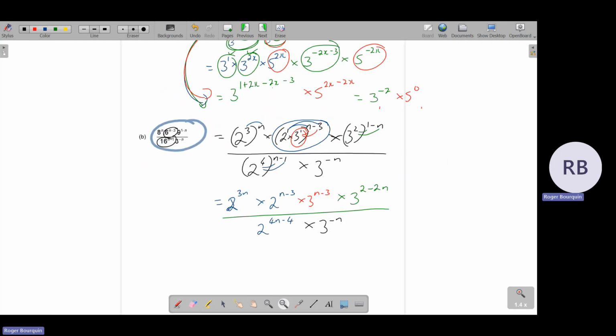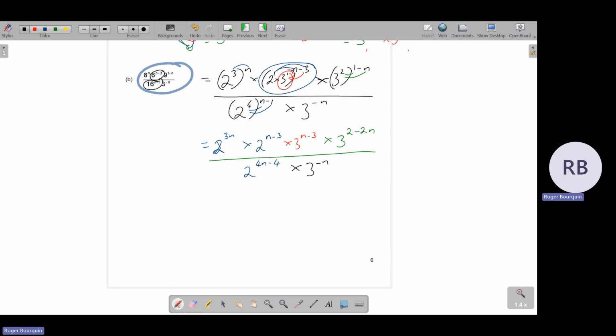I'm going to skip out a step here. What essentially I'm doing is moving the powers in the denominator up, and when I do that, the sign of the exponents of those things at the bottom will change. But I'm going to do everything in one step.